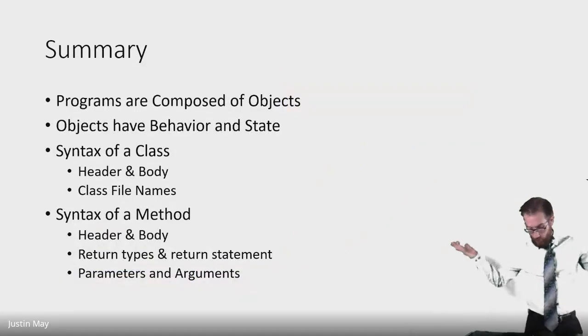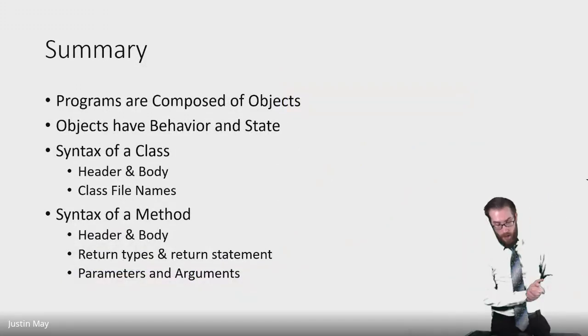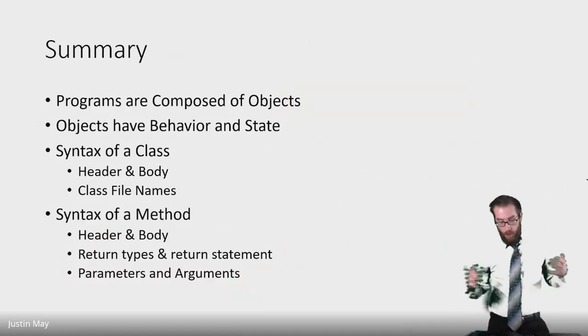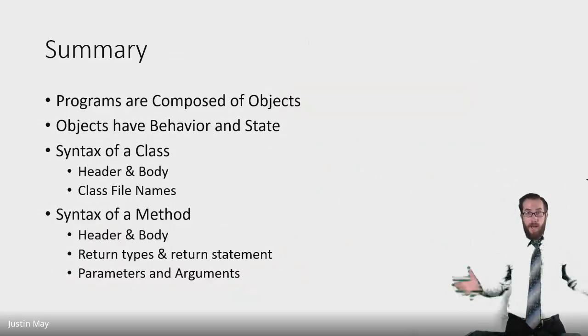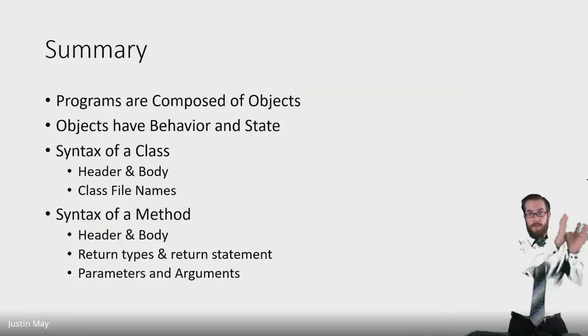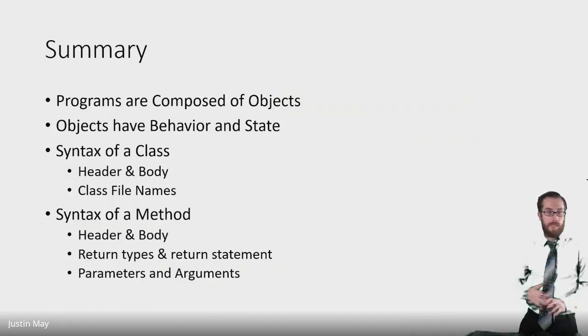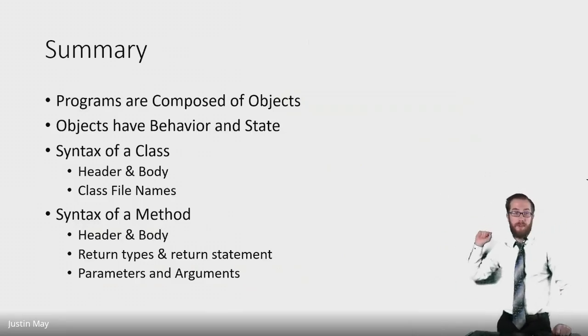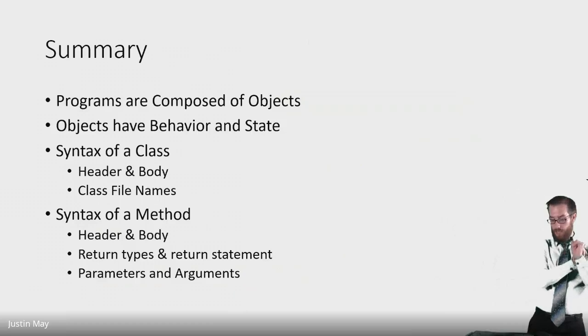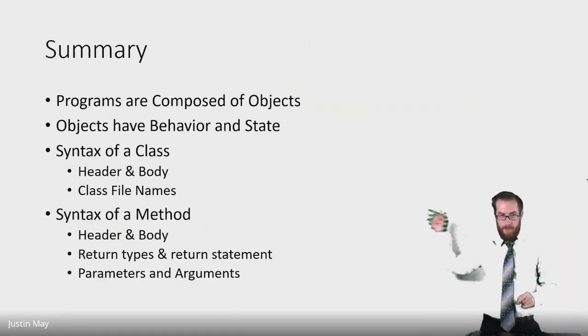And that's it for classes for now. There's a little more we're going to talk about, but for the basics of classes, programs are composed of objects. You've got this big problem. You break the problem down into pieces, which we call objects. Objects have behavior and state. The behavior is your methods. We'll talk more about state later.